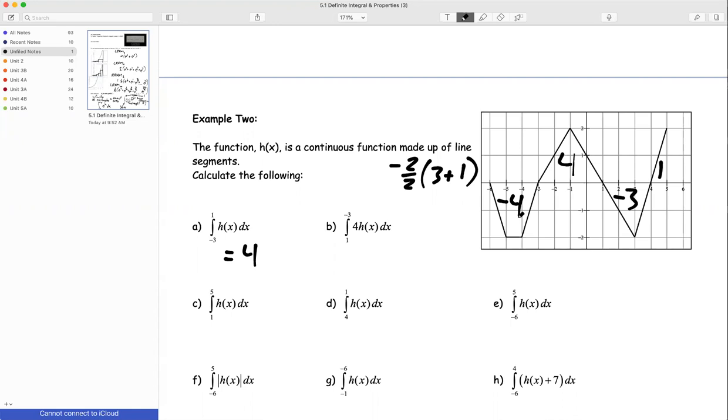And that's going to help me work through some of these integrals, okay? So here we go, B. The integral from 1 to -3 of 4 h of x dx. The first thing I'm going to do is use one of my rules and move the 4 outside. It's a constant. So I can write this as 4 times the integral from 1 to -3 of h of x dx. Now I'm going to use one of my other rules. Which rule am I going to use?